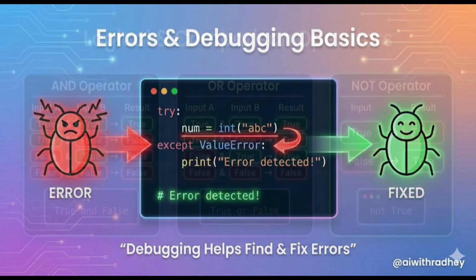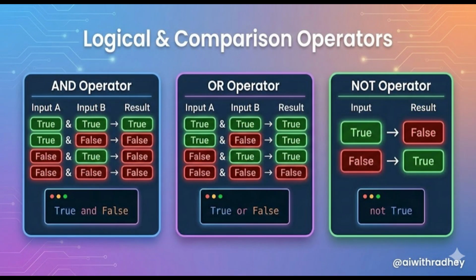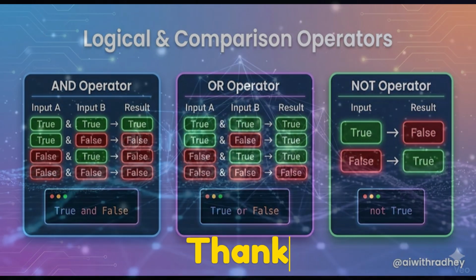Logical and comparison operators help Python make decisions. They evaluate conditions and return true or false based on the rules. For example, True and False only becomes true when both sides are true. True or False becomes true if either side is true. And not True simply flips the value to false. These operators are the backbone of decision-making in Python, allowing your programs to compare values, check conditions, and control what happens next.